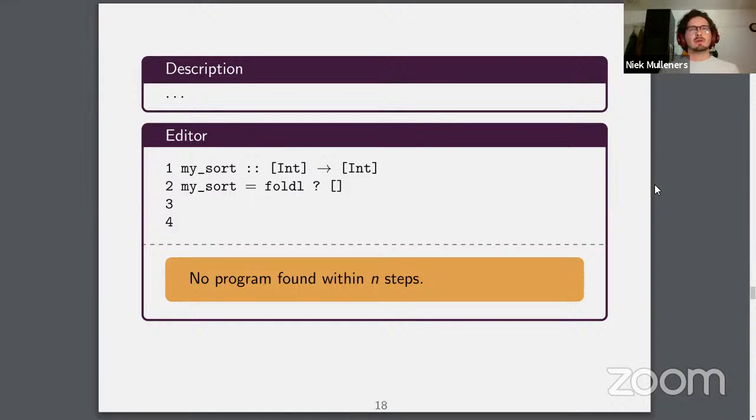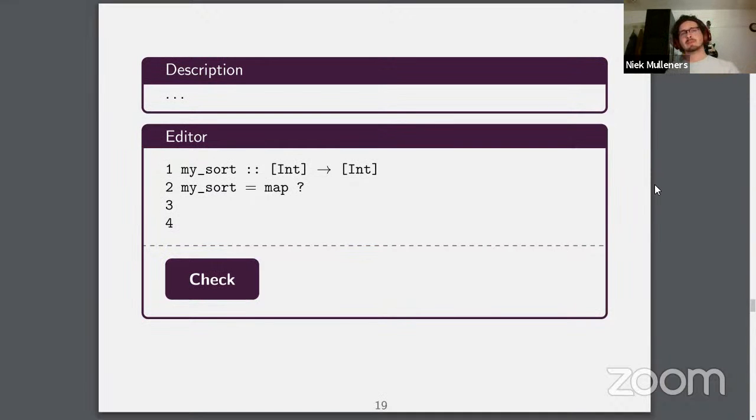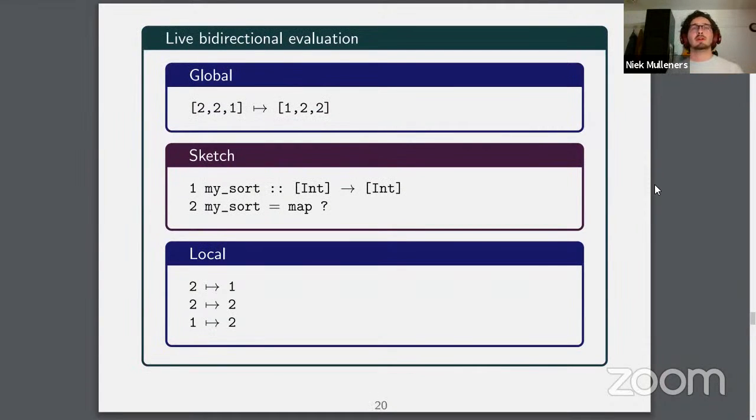And we can sometimes go even further and tell them that their solution is completely incorrect, if the search process is exhaustive. For example, in the following case, where the student tries to implement a sort function using map, we can use live bidirectional evaluation again to generate some constraints. So we start from a global constraint, like for example, list 2 to 1 map to the sorted list 1 to 2. And then we expect our local constraints that are generated to map 2 to 1 and 2 to 2 and 1 to 2.